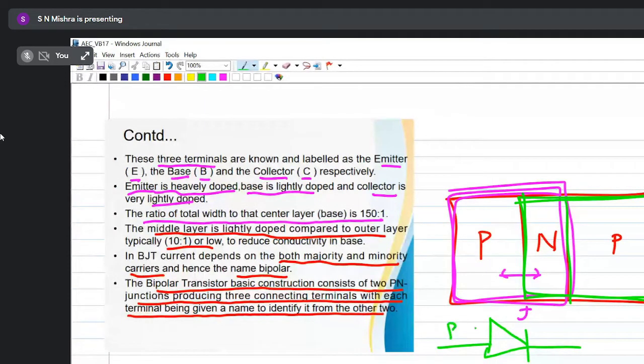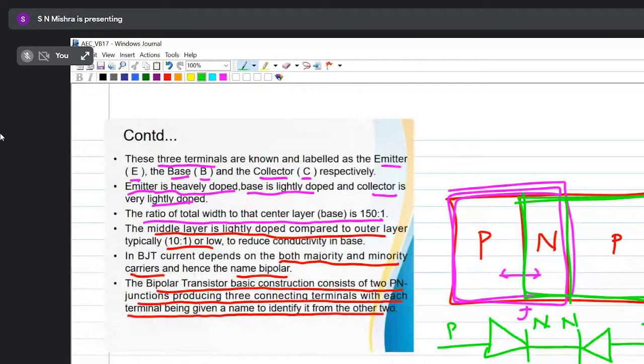If I represent the same thing here, this is one PN junction, so this is P, this is N. Then on the right side, this is P, this is N. So two diodes connected back to back. I'm not saying that if I connect two diodes then it will act as a transistor. Conceptually, two diodes can be connected back to back. My point is that if you understand the diode operation clearly, then you can easily understand the transistor operation.